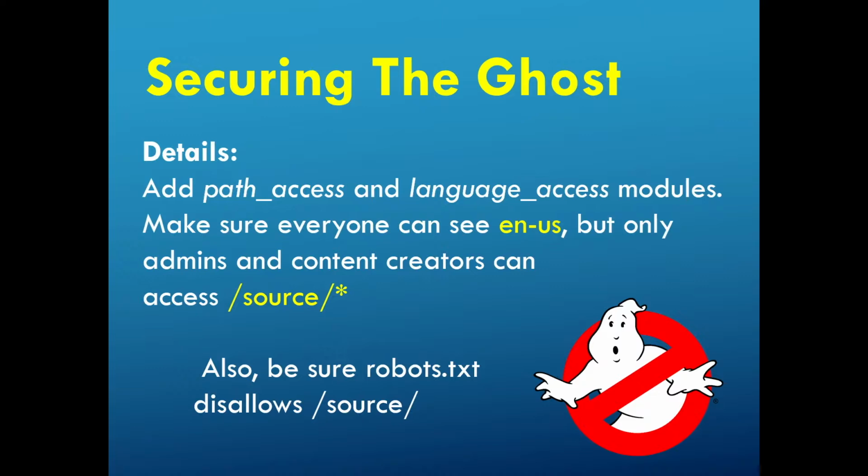To make sure that nobody accidentally stumbled across the Ghost who wasn't supposed to be there, we use path access and language access so that anybody and their brother can see the English US language, everything else, but only admins and content creators could see our source Antarctic language. And of course we fixed robots.txt too.